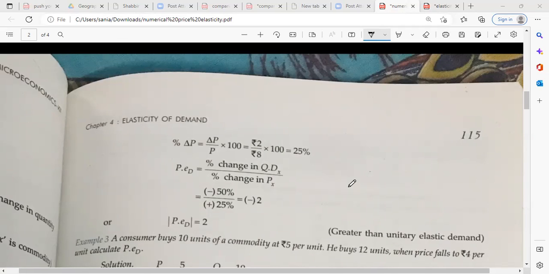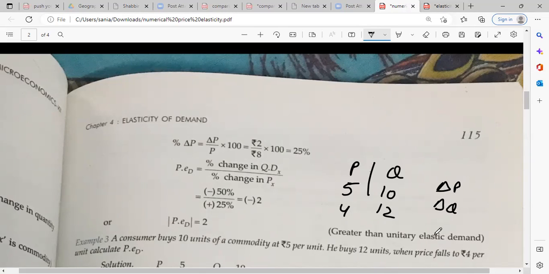So you will be using the second formula, right? First of all, remember one thing: whenever you get a question, just make this P and Q. Over here, what is given? A consumer buys 10 units of a commodity at 5. So at 5, he is buying 10. And after that, he buys 12, and the price now is 4. So from here you can find delta P as well as delta Q, and you can use everything. This is P1, P, and this is Q. So you can use the second formula and you will get the answer. So do it and let me know.